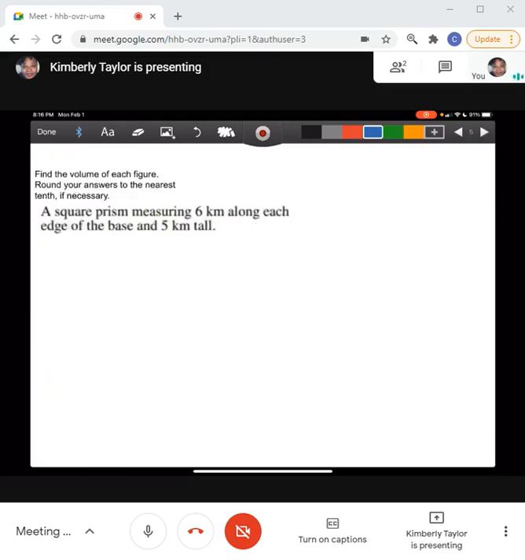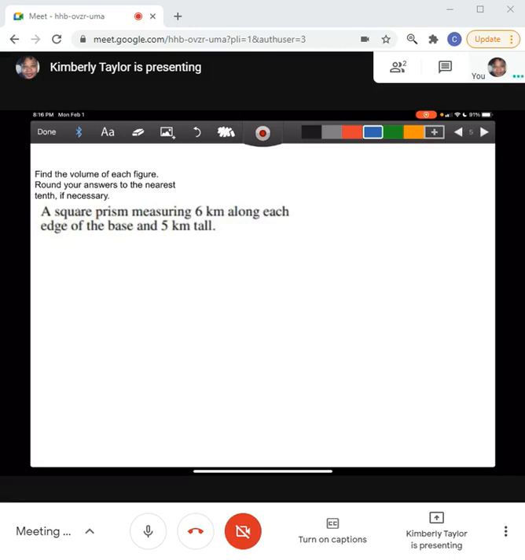Okay, so now I have another one. This time I included one that did not have a picture, so we would actually have to draw the picture, because I did see in your work that you had questions where they gave you the words and you probably have to draw the pictures. It wants you to find the volume as well, but this time they didn't give you a picture. They said it's a square pyramid. So a square pyramid means that your base is going to be a square. It says a square pyramid measuring 6 kilometers along each edge of the base and is 5 kilometers tall.